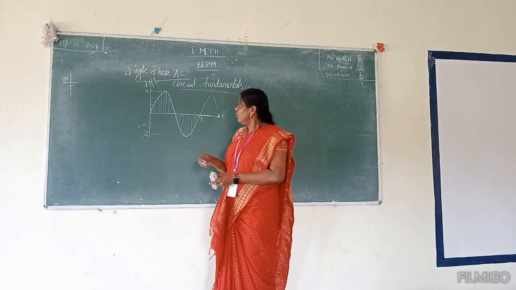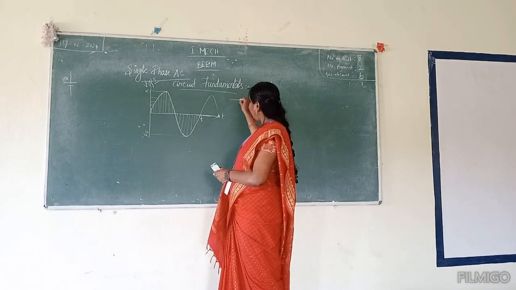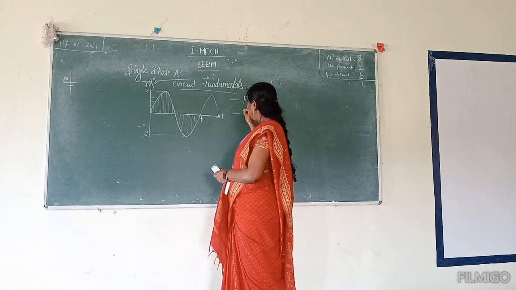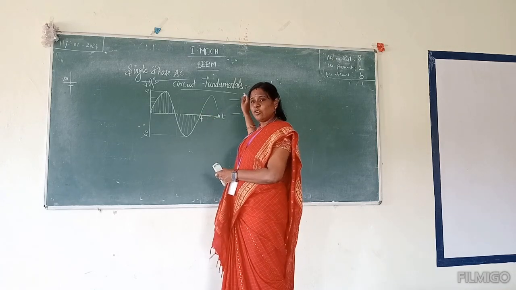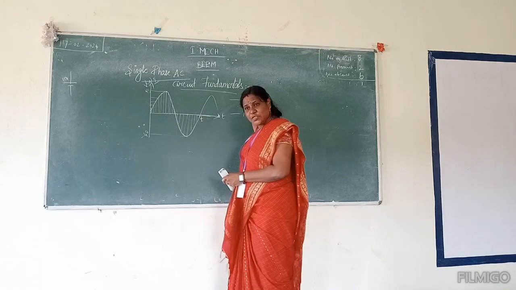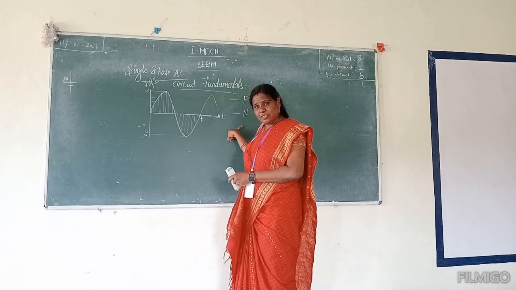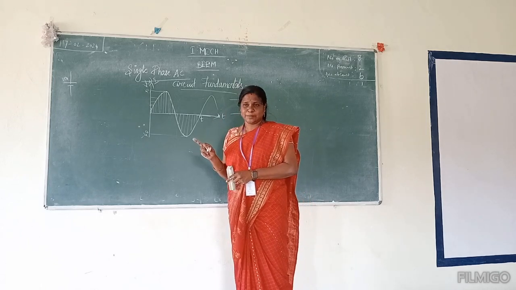So in single phase AC circuits, we have one phase wire and one neutral wire. So we have two wires, one is phase, one is neutral. That is what a single phase AC circuit is.